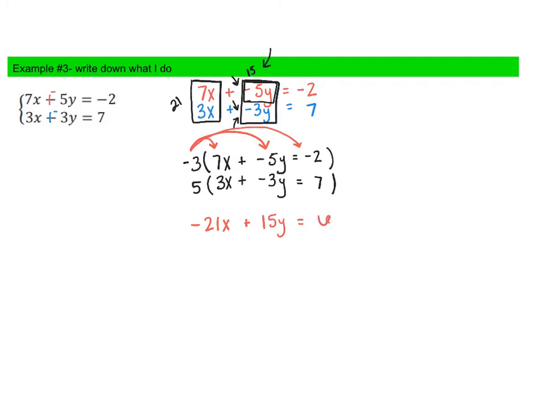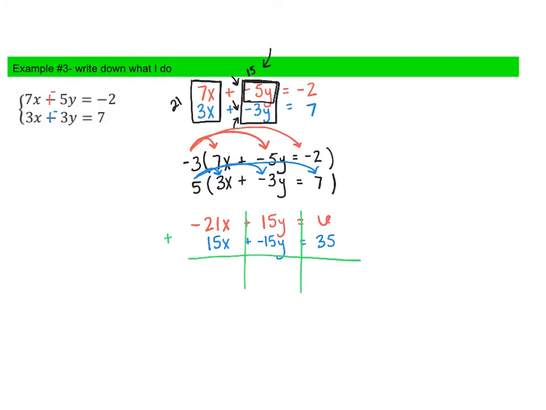Okay? Second one. 5 times 3 is 15x. 5 times negative 3y's is negative 15y's. And 5 times 7 is 35. So now you'll see that my equations, the y's, they're going to cancel out when I add these up, which is exactly what I needed to do. I needed to eliminate one variable.